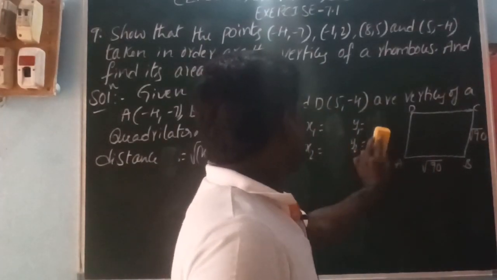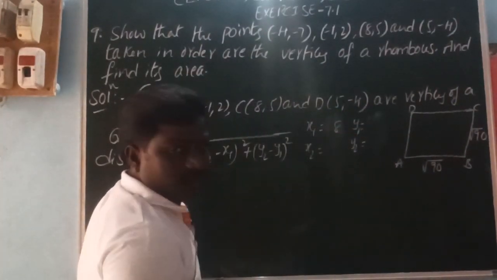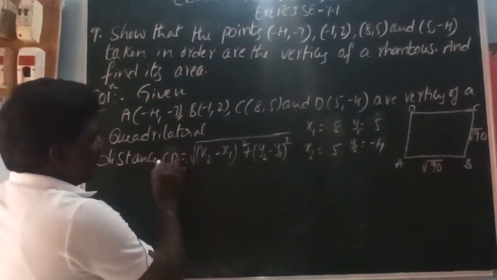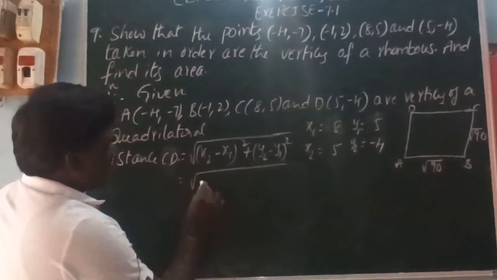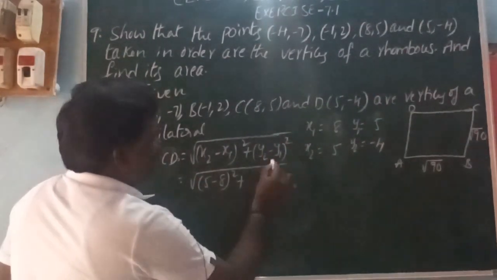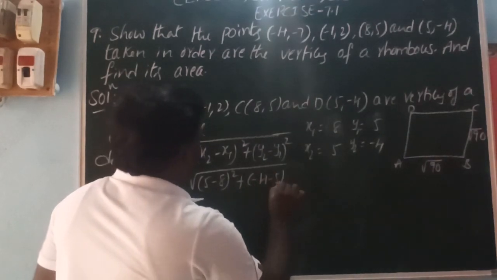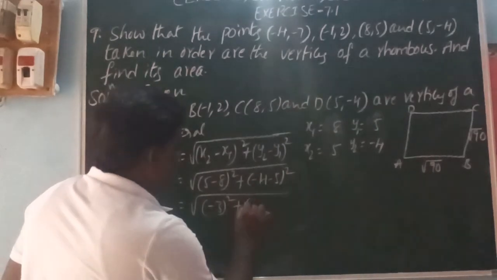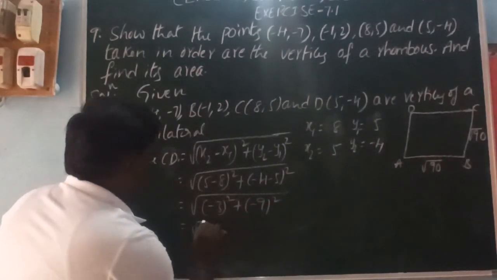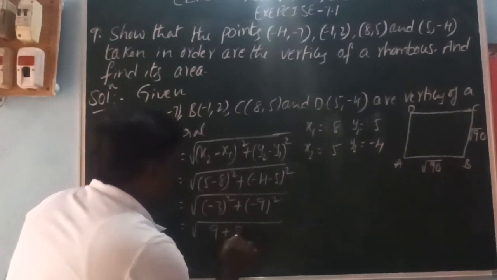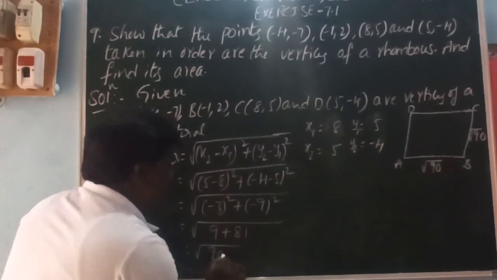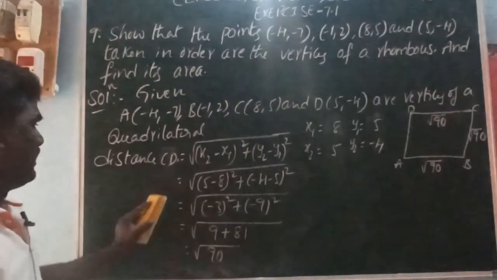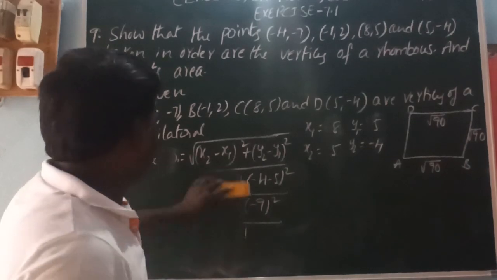C point is (8, 5), so x1 is 8, y1 is 5; D point is (5, -4), so x2 is 5, y2 is -4. So the CD length is the square root of (5 minus 8) whole square plus (-4 minus 5) whole square. 5 minus 8 is -3, squared is 9; -4 minus 5 is -9, squared is 81. So 81 plus 9 is 90. So the CD length is square root 90.